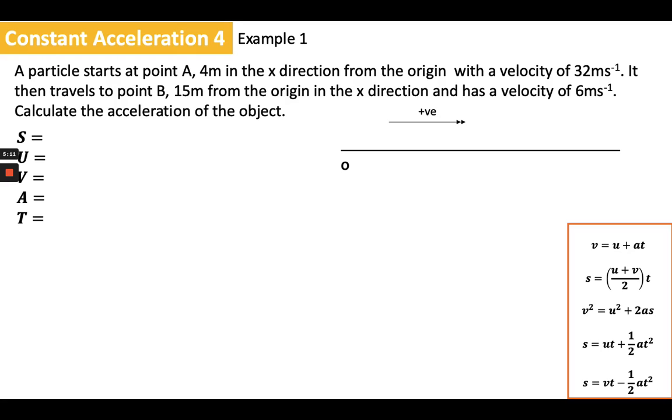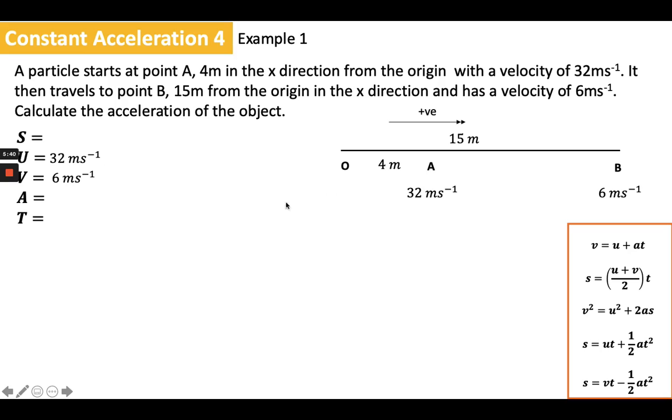A particle starts at point A, which is 4 meters from the origin, okay, and moves in the x direction with the velocity of 32 meters per second. So I've got the initial speed of 32 meters per second at point A. It then travels to point B, which is 15 meters from the origin in the x direction, and has the velocity of 6 meters per second. And I want to calculate the acceleration of the object.